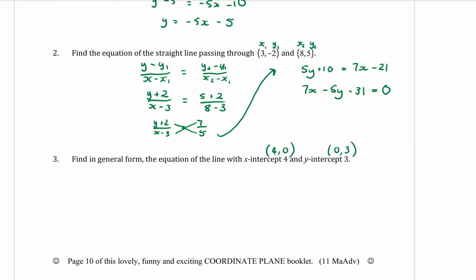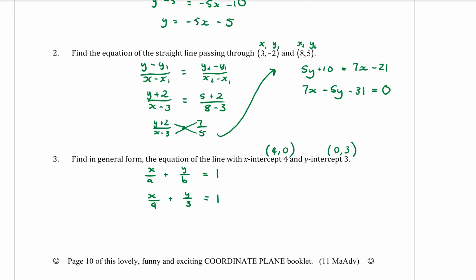Yesterday I gave you another formula that was what we called intercept form. Do you vaguely remember that? It was x over a plus y over b is equal to 1. The a is the x-intercept and the b is the y-intercept. So you can just put those straight into that equation. So that would be x over 4 plus y over 3 is equal to 1.